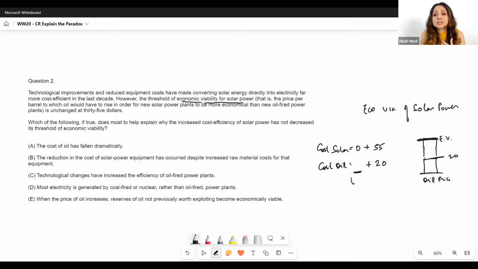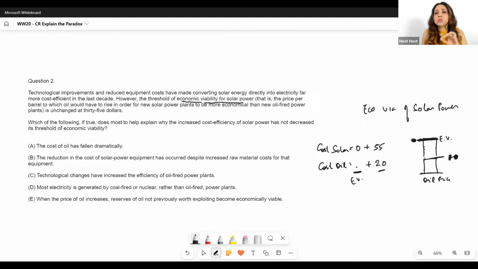So now this is your economic viability of solar power. That is, it is the price at which the oil has to rise, this price, right? So that both of them come equal, so that solar becomes economically viable as well. For example, if my current price of oil is $20, okay, let's make this 10. My current price of oil is $10, so that you don't get confused with the 20 of this. This is the cost of the equipment to convert oil into electricity, right? So let's say my current price of oil is $10.